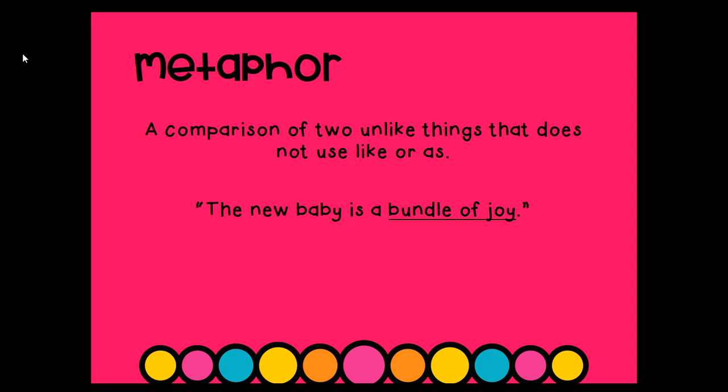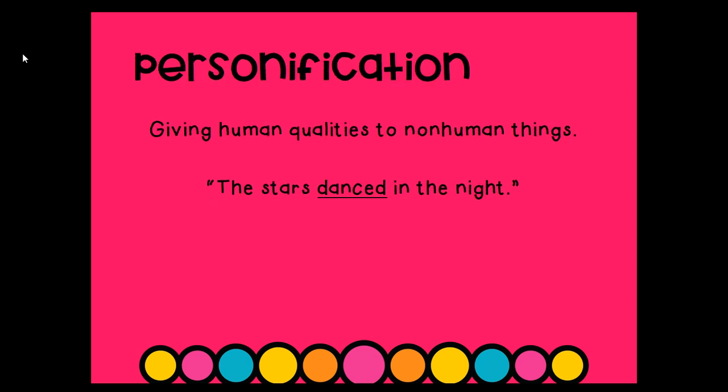Metaphors are comparisons of two unlike things that does not use like or as. An example of this is, the new baby is a bundle of joy. Personification is giving human qualities to non-human things. The stars danced in the night sky is a good example of this.